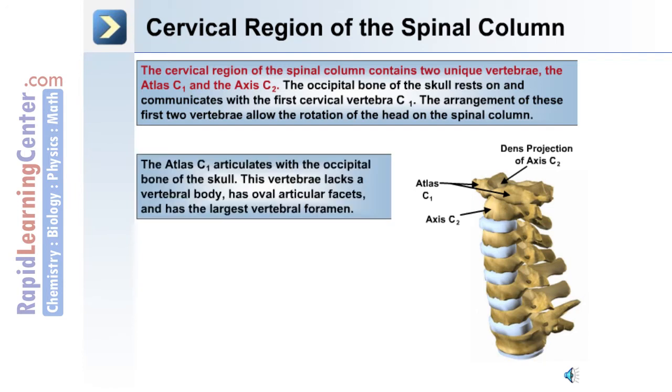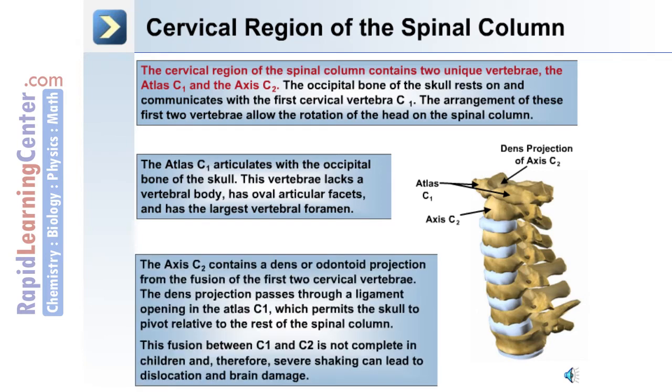The atlas, C1, articulates with the occipital bone of the skull. This vertebra lacks a vertebral body. It has oval articular facets and has the largest vertebral foramen.